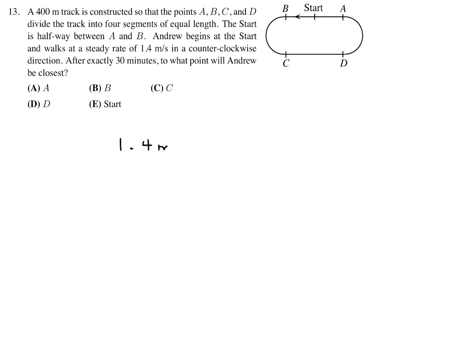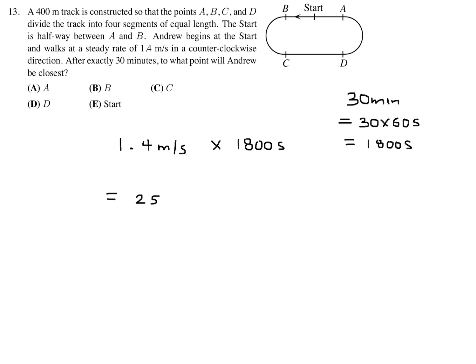1.4 meters per second times 30 minutes, but 30 minutes I'm going to change to seconds, and that is 30 times 60 seconds, which is 1,800 seconds. So 1,800 seconds, and this is 2,520 meters. So he's going around this track 2,520 meters in distance.